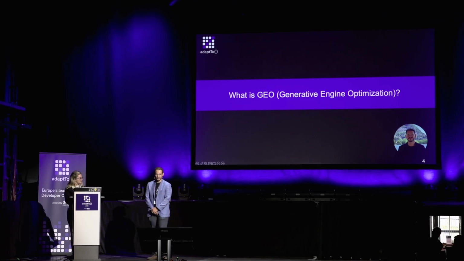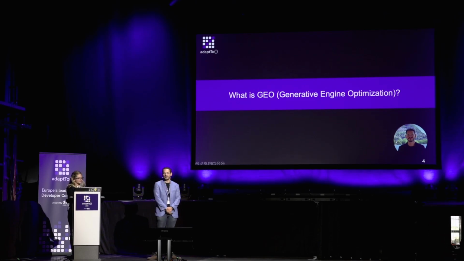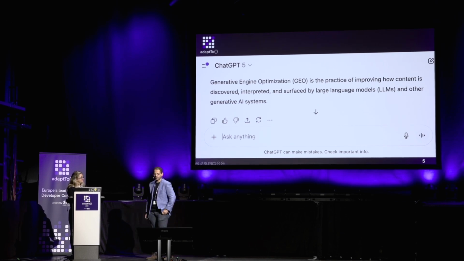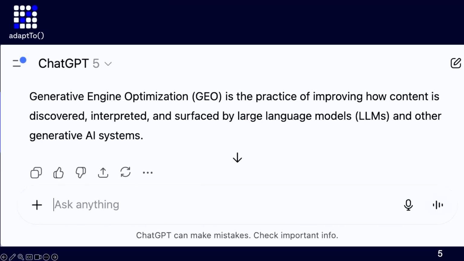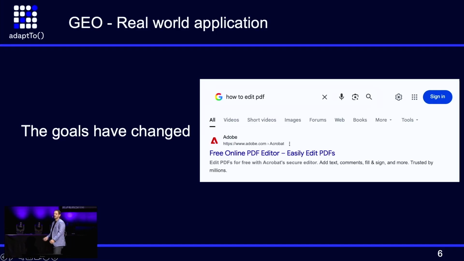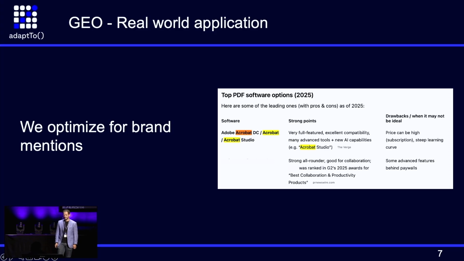Perfect, thank you. So what is Generative Engine Optimization, GEO? So let's ask ChatGPT, maybe it knows. So it is the practice of improving how content is discovered, interpreted, and surfaced by large language models and other AI systems. And so traditionally with SEO, we all know this, you do a Google search, your main objective is to rank, well, ideally first. With LLMs, it has changed.